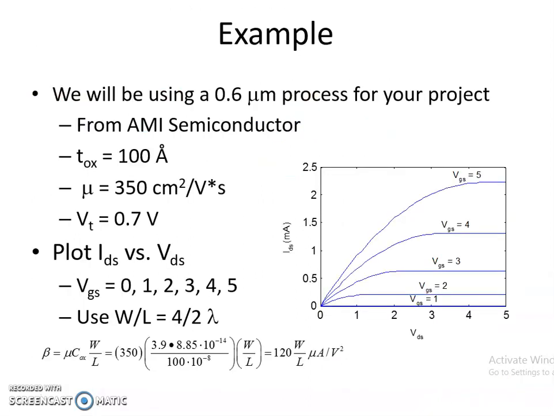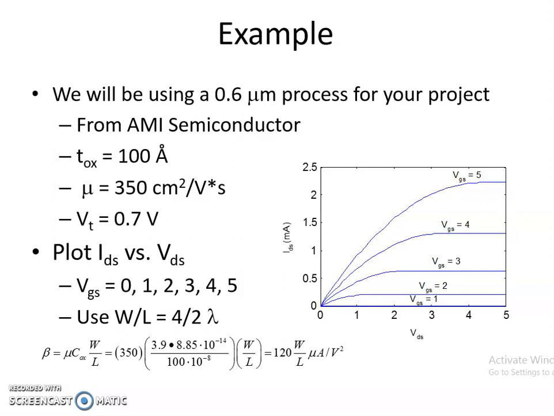For example, now let us study a numerical. We will be using a 0.6 micrometer process from AMI Semiconductor devices. TOX is given as 100 angstrom, mu is given as 350 centimeter square per volt second, while VT is 0.7 volts. Plot the IDS versus VDS characteristics. VGS will be varied as 0, 1, 2, 3, 4, 5. W by L is given as 2 lambda.